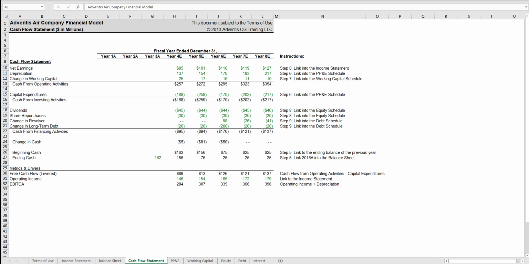Then we add together all sections for the year to get our change in cash. To calculate our ending cash balance for the year, we add together our beginning cash balance and our change in cash.